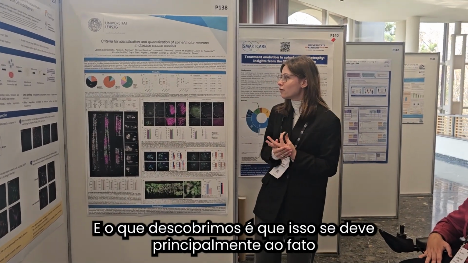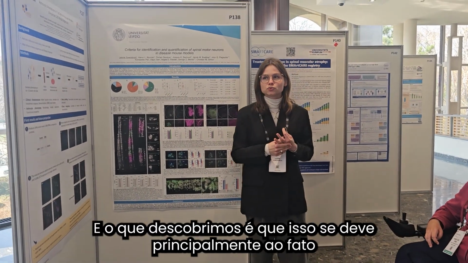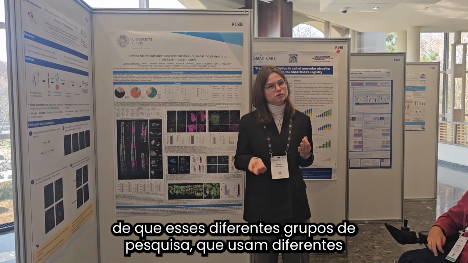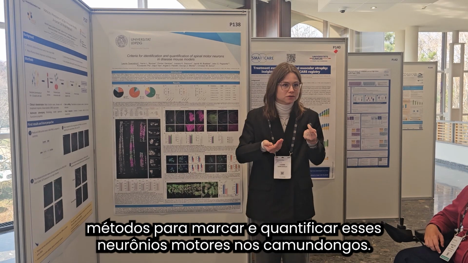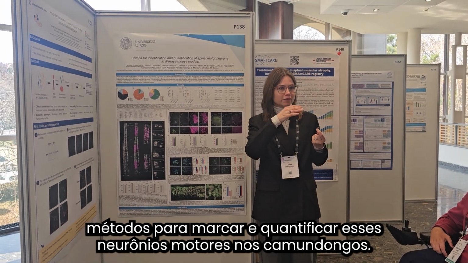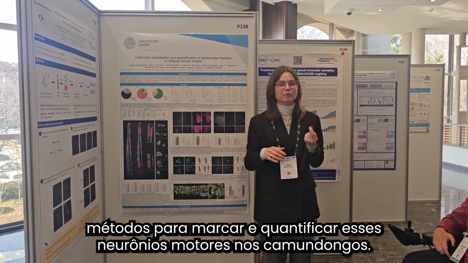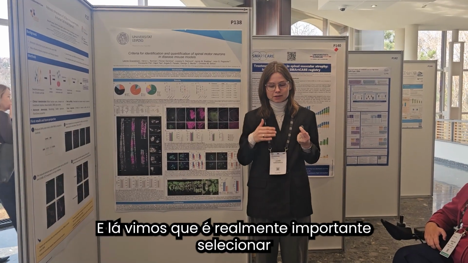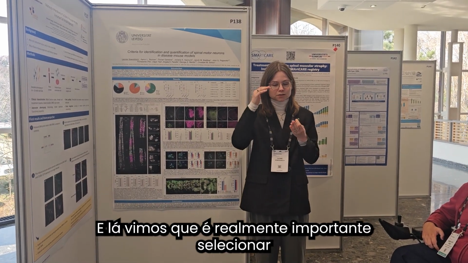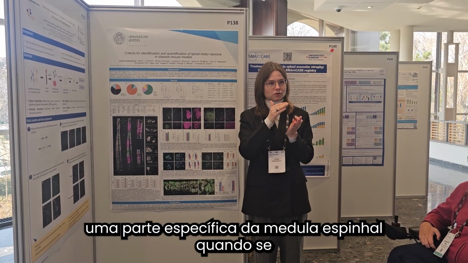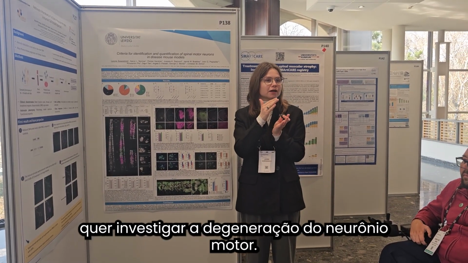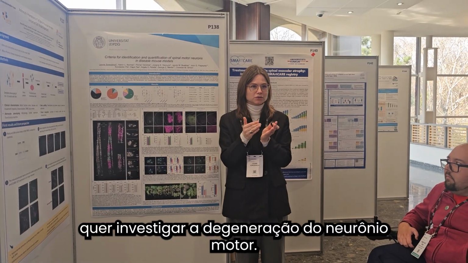And what we found out is that it's mainly due to the fact that these different research groups use different methodological approaches to label and quantify these motor neurons in the mice. And there we saw that it's actually important that you select a specific part of the spinal cord when you want to investigate the motor neuron degeneration.